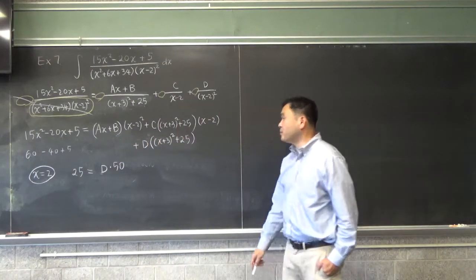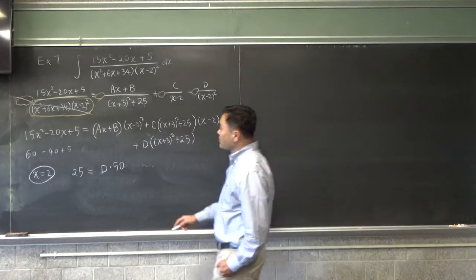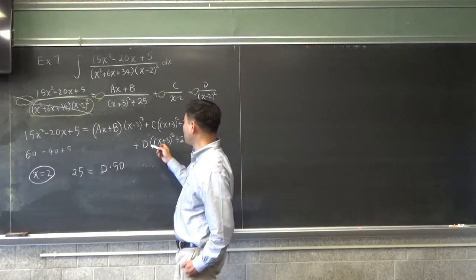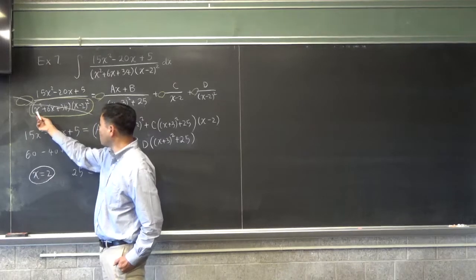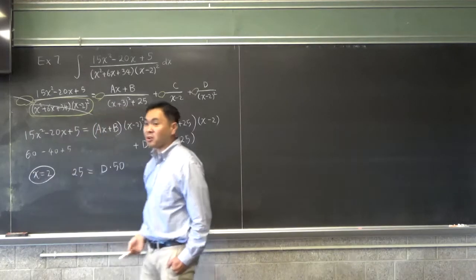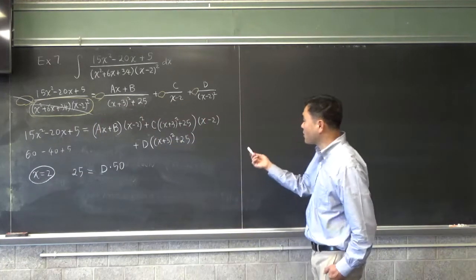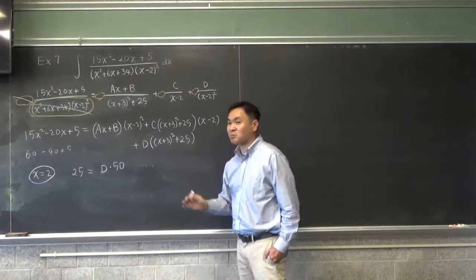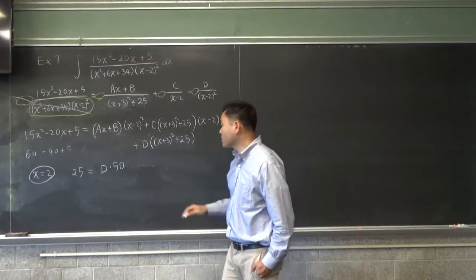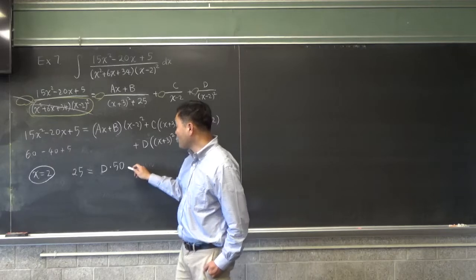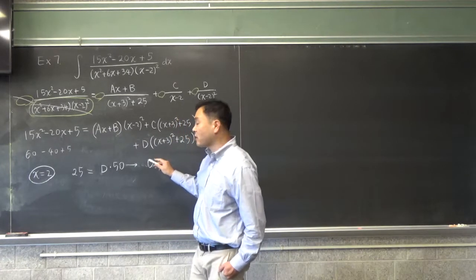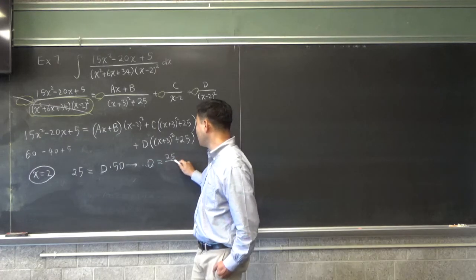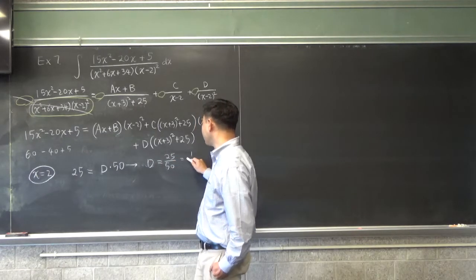It's really easier to plug in 2 here than in the other form. Although they're the same function, if you plug in 2 there, then you have to calculate more. So that's what I meant by having it in this form. It slightly saves time. Now you divide both sides by 50. What do you get for D? D is 25 over 50, which is 1/2.